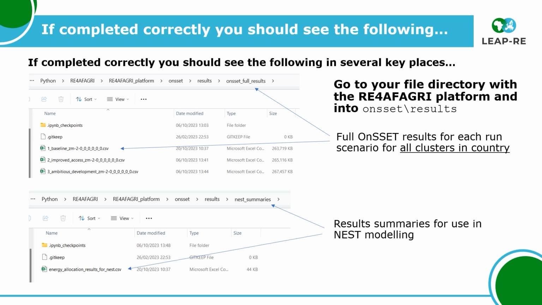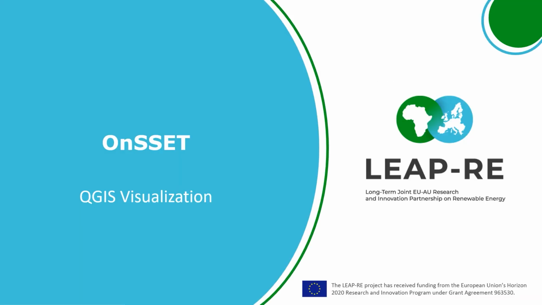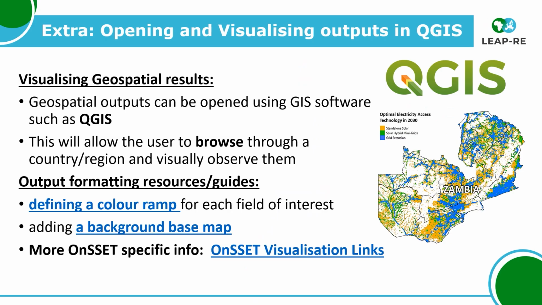If you manage to finish the OnSSET code completely, you might want to also view some of these scenarios in QGIS. Visualizing the results in a software package like QGIS can be interesting and useful for making maps for sharing your results. We won't get into all the details of exactly how to do this. However, many tutorials and instructions exist online, as well as those shown in the MLED course, as well as some OnSSET specific visualization links from the resources available.